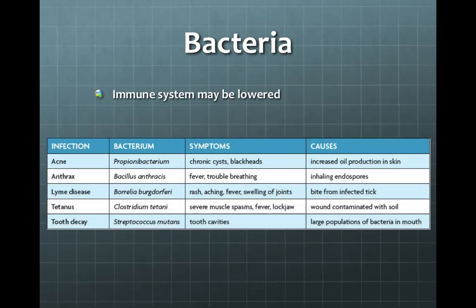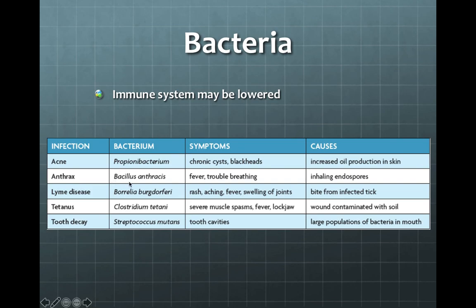All right, so your immune system may be lowered also. So, like acne is actually because of a bacteria. It can give you all of these things, and I had rosacea, which actually gives me adult acne, and I had to take doxycycline for it, and so that's an antibiotic, so that helps.